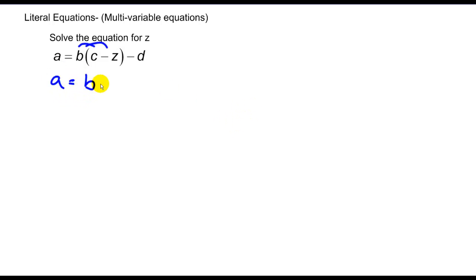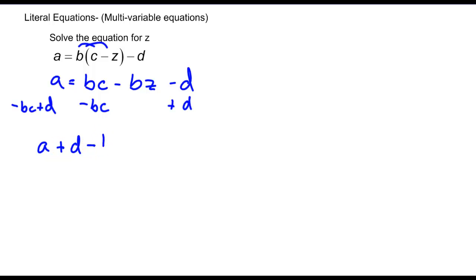bc minus bz minus d. I want to get my z term isolated on one side of the equation, so I'll subtract bc, add d to both sides. Notice there's no like terms there, so I have a plus d minus bc equals negative bz.